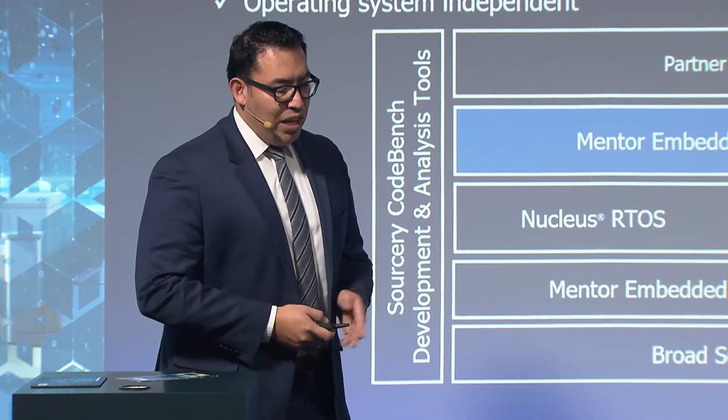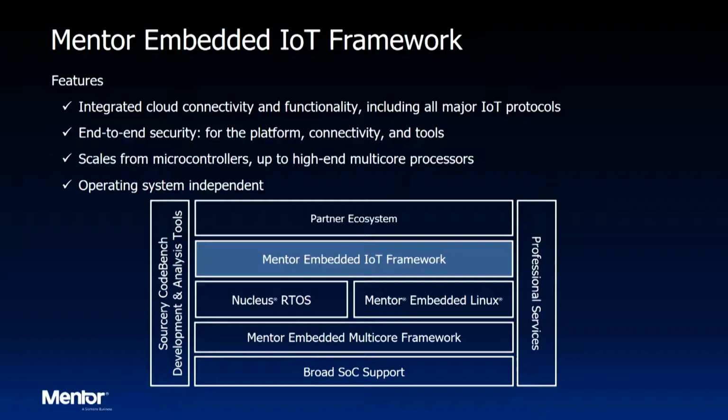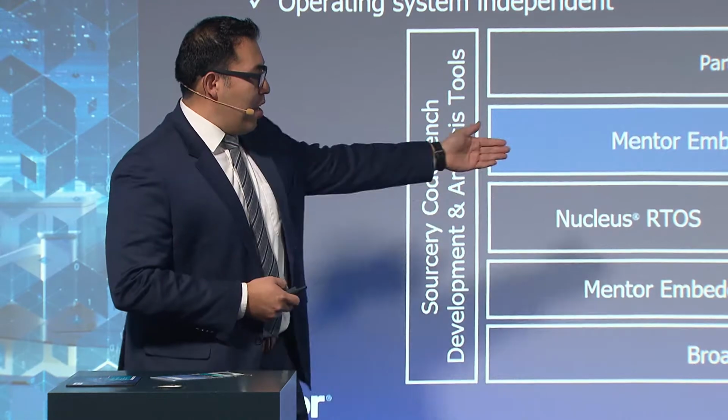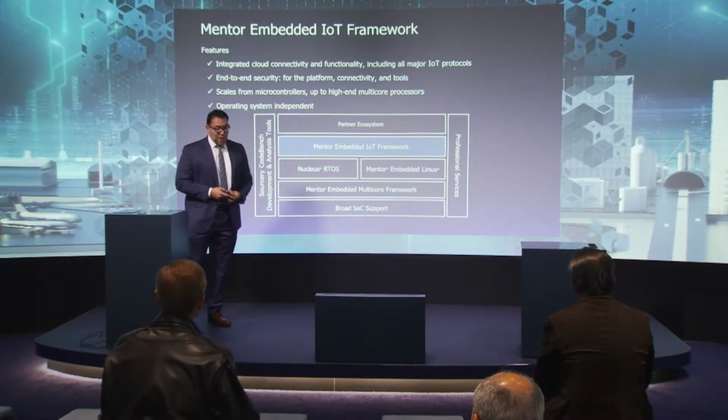Our framework also scales from resource-constrained, low-cost microcontrollers all the way up to high-end multi-core processors as you see in applications. So what we're talking about in this context are things like the edge and end nodes that you would see on a factory floor, for example. And like I said before, we're operating system independent. We've got a couple here. The Nucleus RTOS is our real-time operating system, and then we have our Linux offering there in Mentor Embedded Linux.